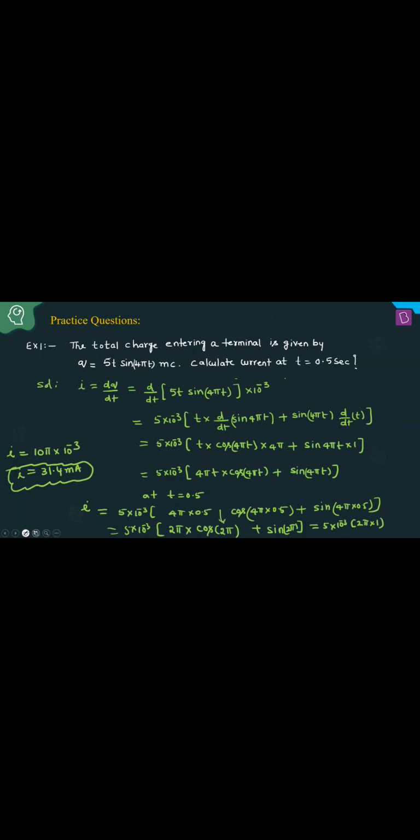This is 2 pi; you substitute in degrees. 2 pi is 360 degrees. Then sin 360 is 0 and cos 360 is 1, so 1 into 2 pi. 2 pi into 5 is 10 pi, and 10 pi into 10 to the minus 3 gives 31.4 milliamps.